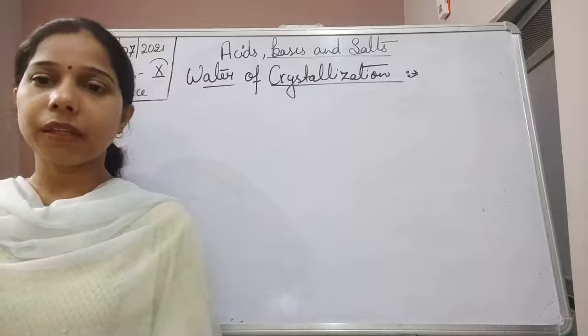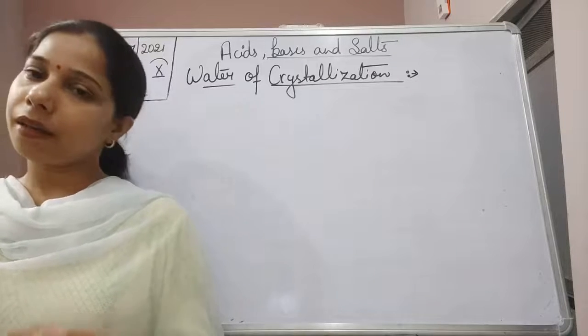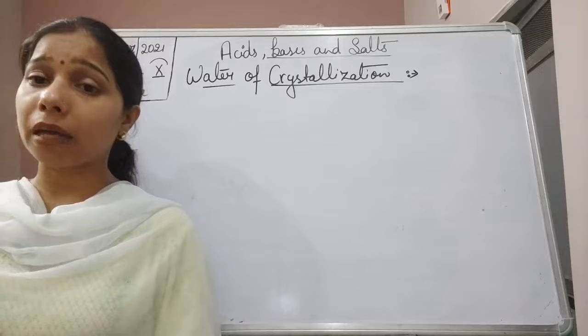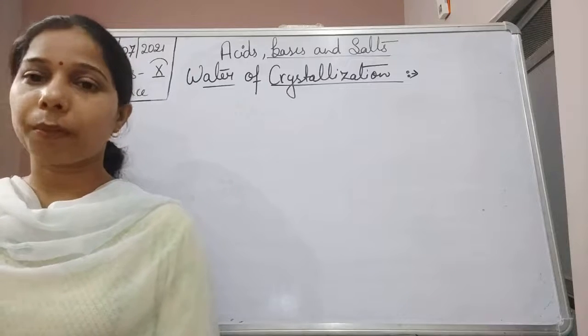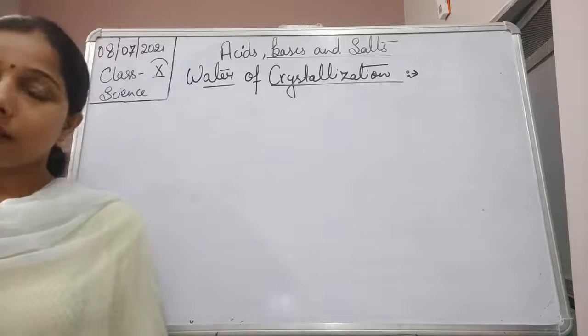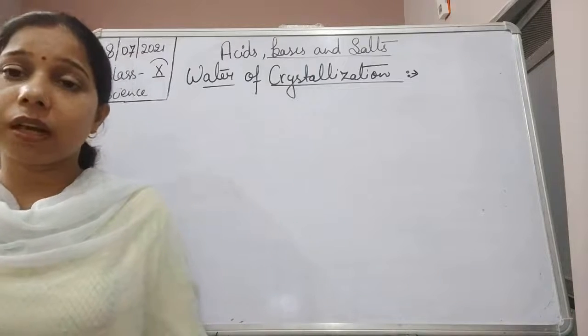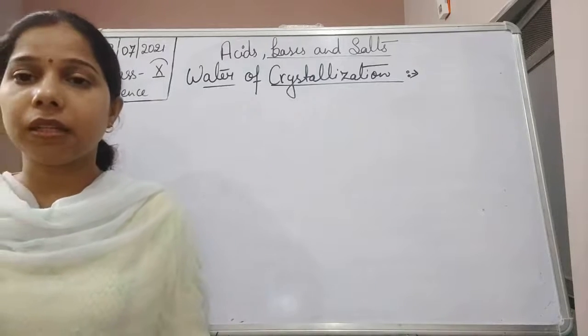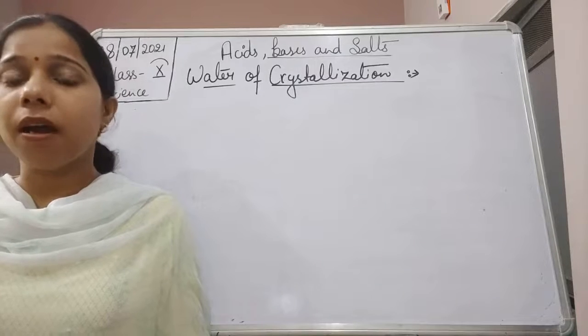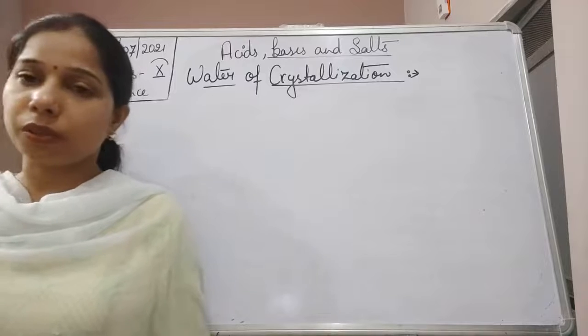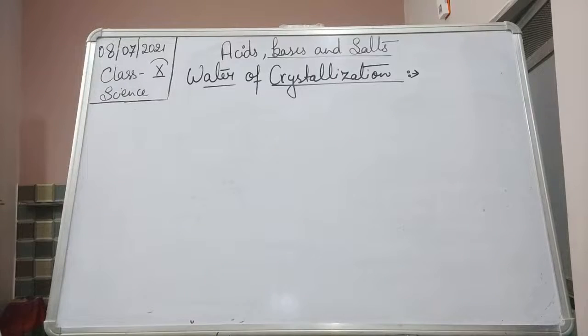When we heat it, it changes the color, and again when we add the water, it comes back to its original color. The change in color tells us that when we heat it, the water which is present gets evaporated, due to which the change in color happens. So this is the water of crystallization.